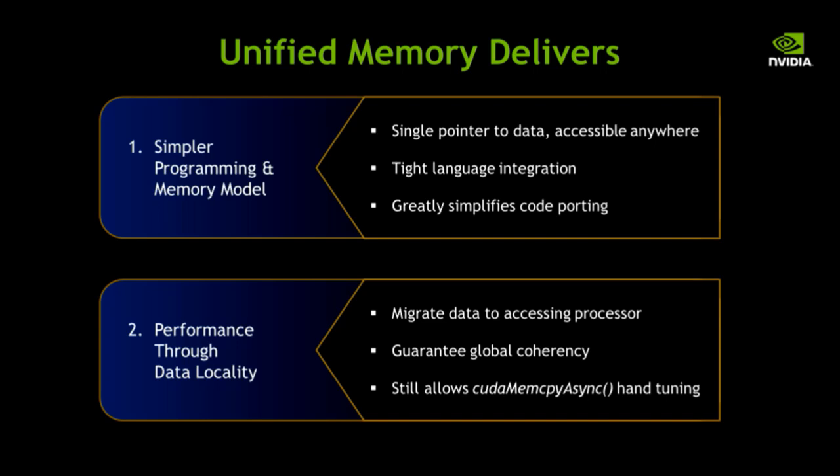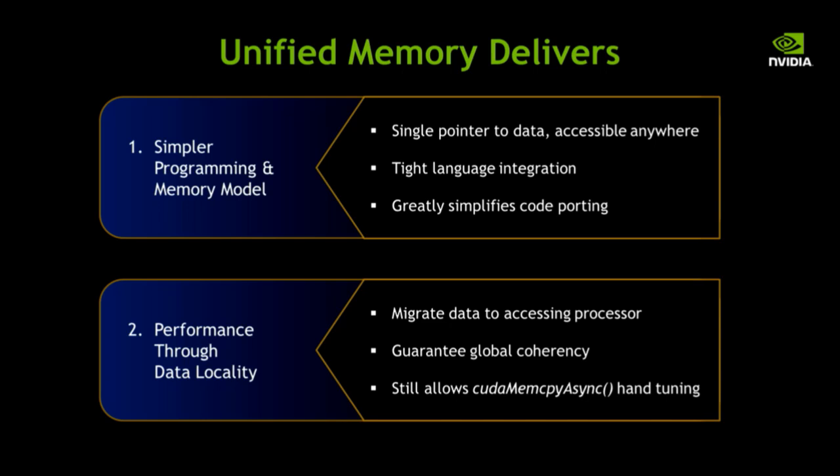And the second area is performance through data locality. Because we migrate the data to the processor that's accessing it, we make sure that when the data is accessed by that processor, it gets the full bandwidth of its memory, rather than, for example, accessing data all the way in CPU memory from the GPU, which would limit you to PCI Express memory bandwidth.